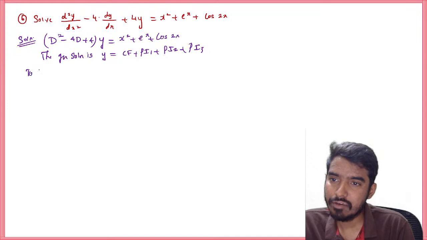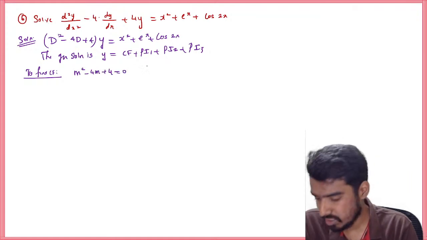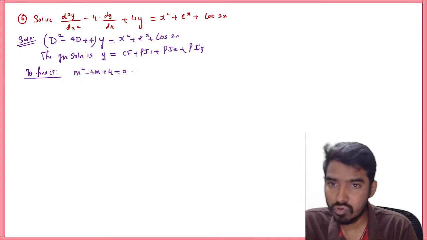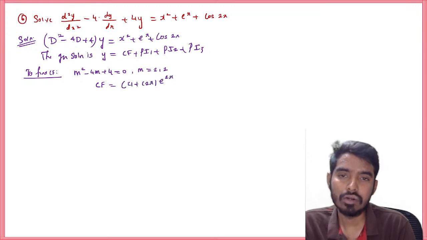So to find CF, the auxiliary equation is m square minus 4m plus 4 is equal to 0. To find the roots, you will have 2 as the repeated root. Therefore, your characteristic function is c1 plus c2 x, e power 2x, right?